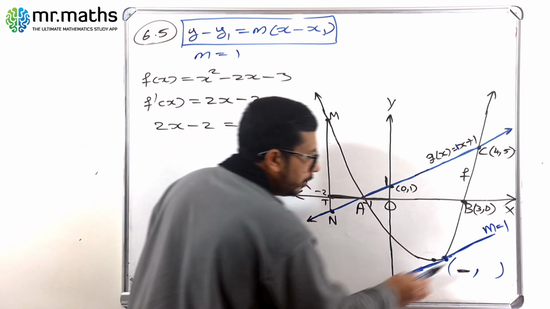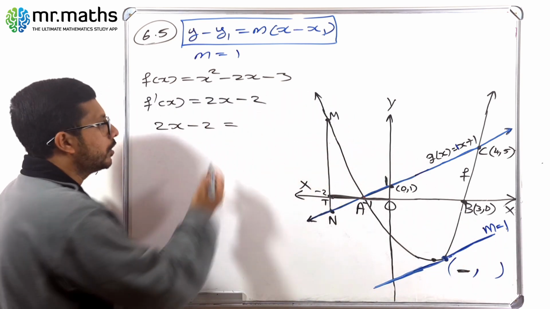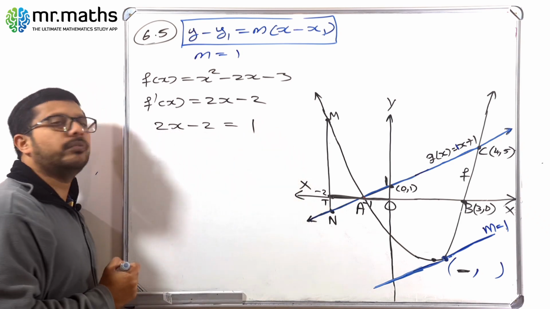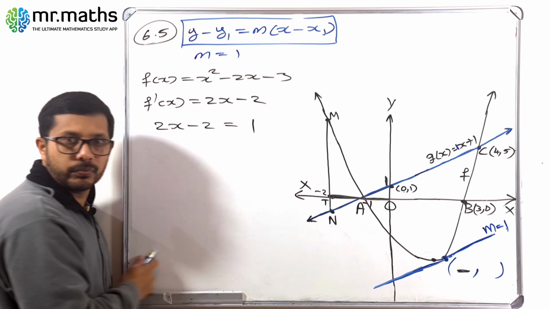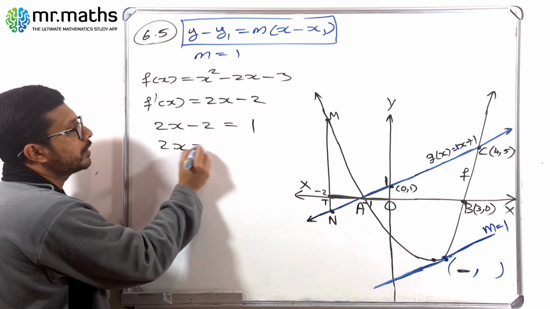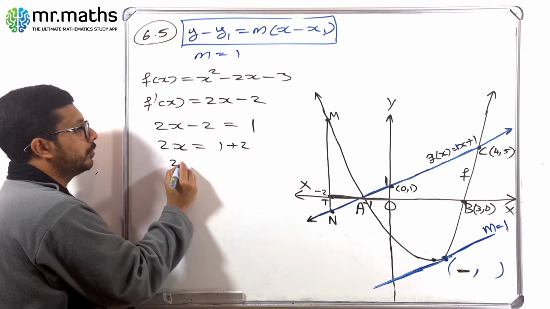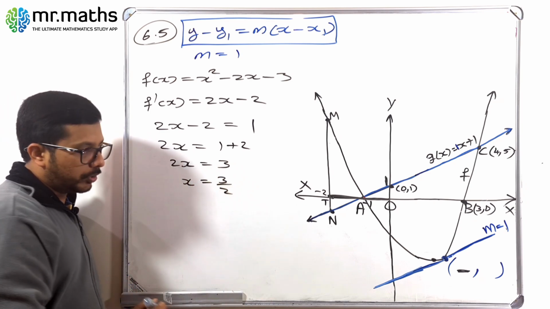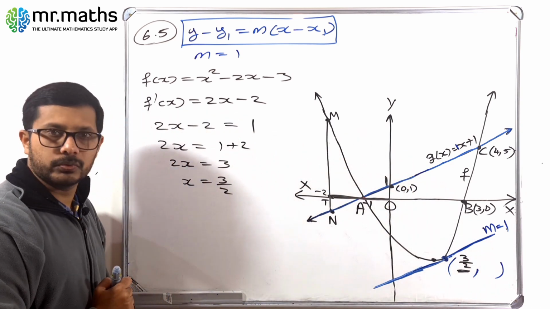But we already know the gradient of this straight line. What is the gradient of the straight line? It is 1. So after you substitute the x value, you get the gradient, and we know the gradient is 1 because that tangent is parallel to g of x. So the gradient is 1. From here, 2x minus 2 equals 1, take the minus 2 to the other side, it is plus 2. So 2x is equal to 3, x is equal to 3 over 2. So the x value is 3 over 2.